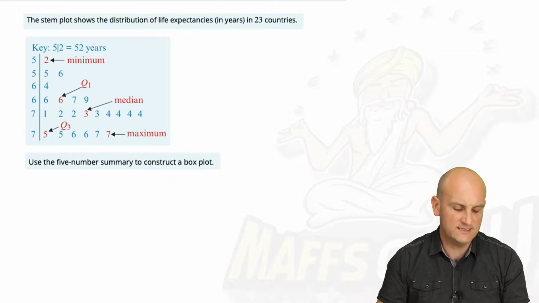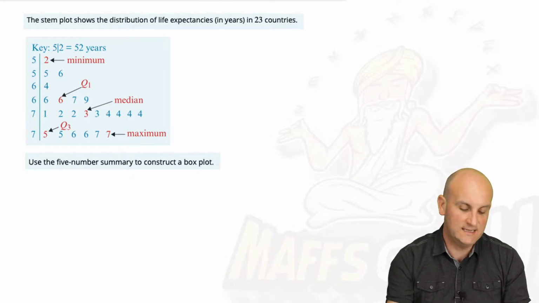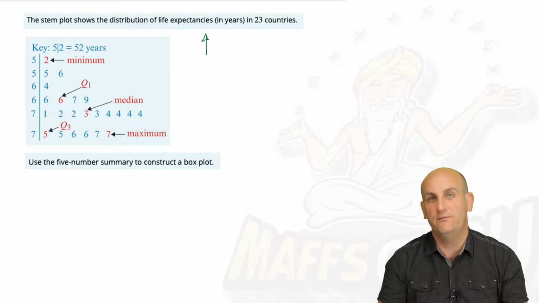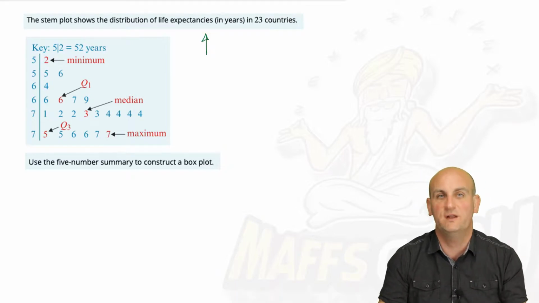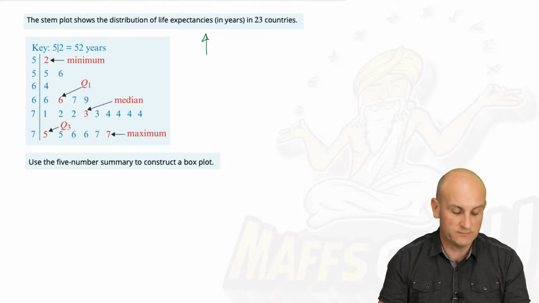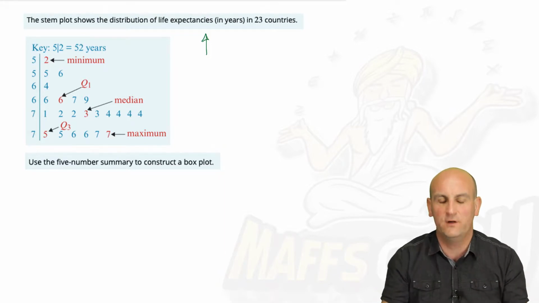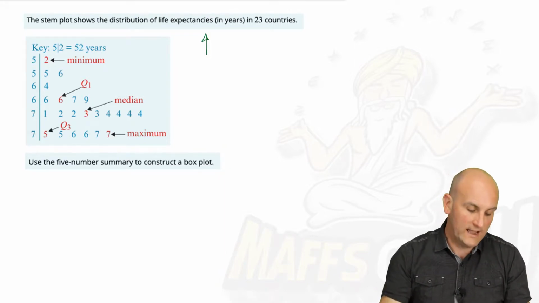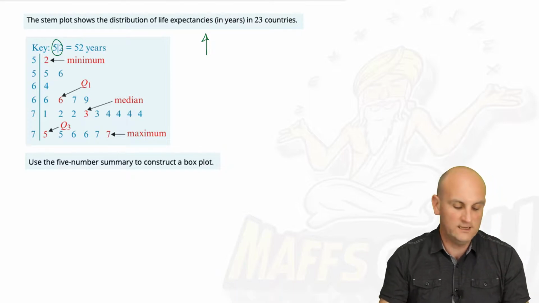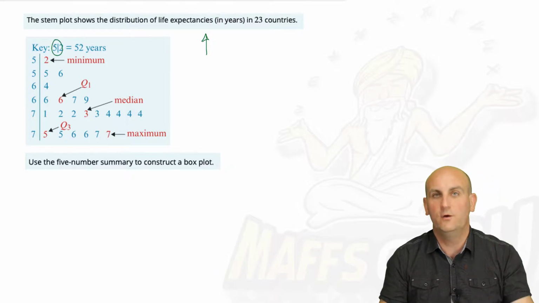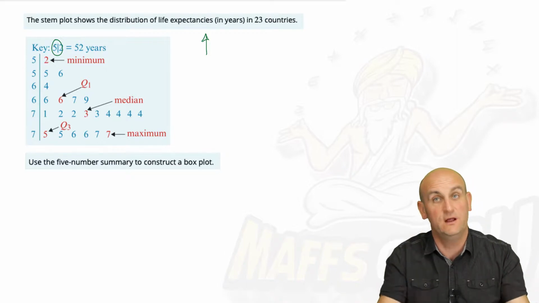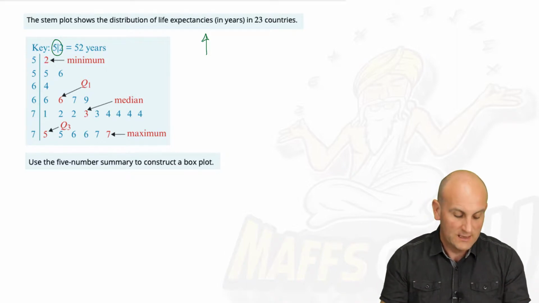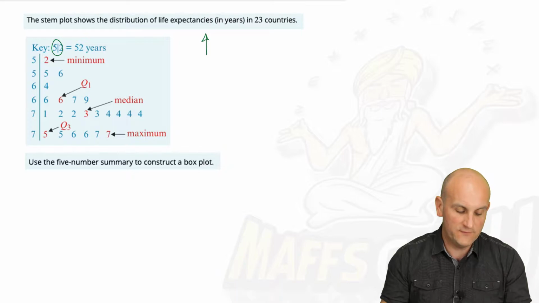So we've got a question here that says, the stem plot shows the distribution of life expectancies in years in 23 countries. Now, as it turns out, this example was used in a previous video and a previous chapter. So I like the way that they actually follow through. What do we have here? So life expectancy in years. We know how to read a stem plot now because we know what that stem and that plot is. And if you don't, there is a video on this. Go and watch it.